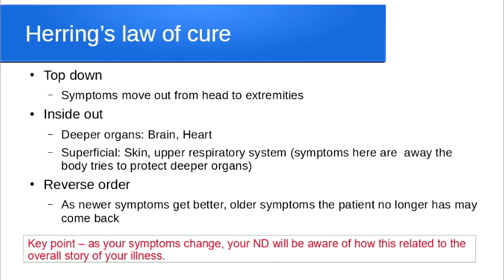Now, during a visit, all this underlying philosophy and thought process probably is not going to be discussed, but it's the type of thing that a good naturopathic doctor is going to keep in mind about how your symptoms are changing and how this relates to the overall story of your illness.